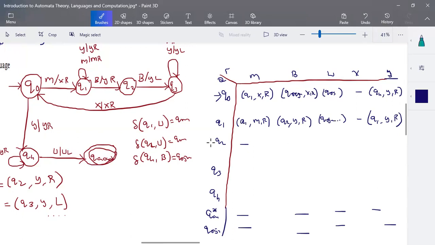Okay, so Q2 when the input is B, you have a transition here. It goes to the Q3 state. B will be converted to Y, move right. So complete the entire table from the transitions. This is just to give a gist of how we construct a transition table. I hope you understand how to construct a transition diagram, transition table, and a transition function.